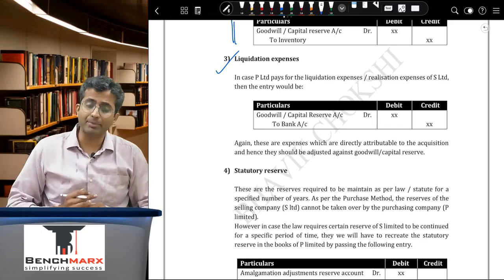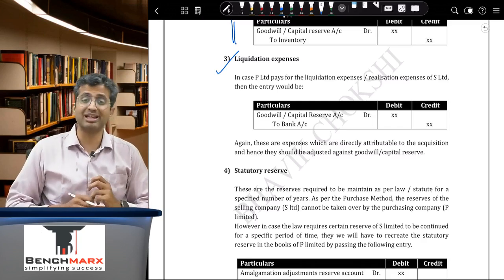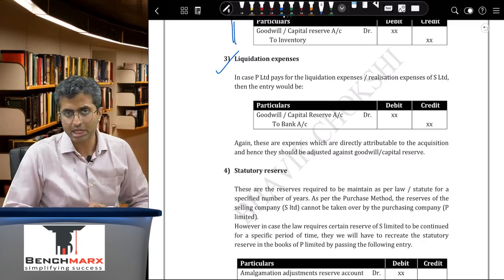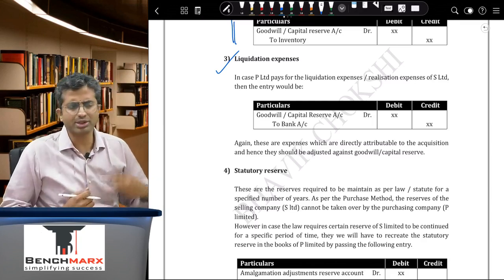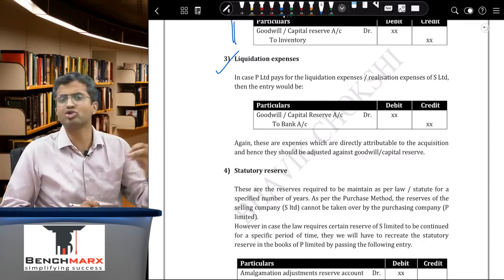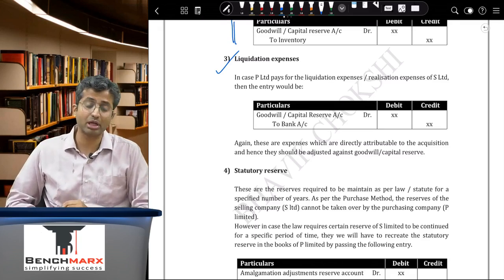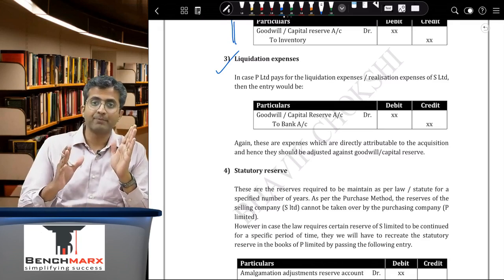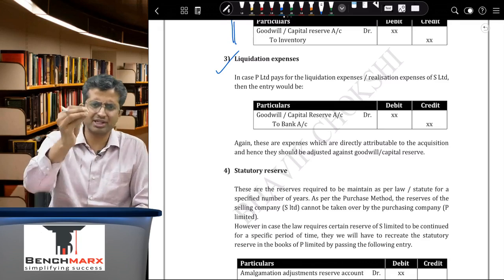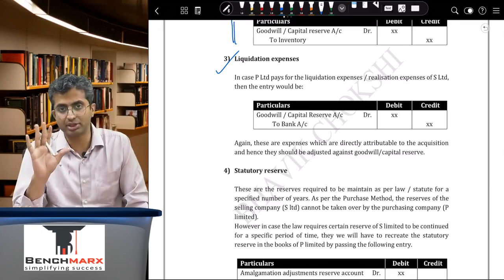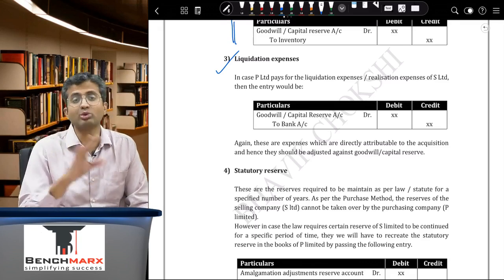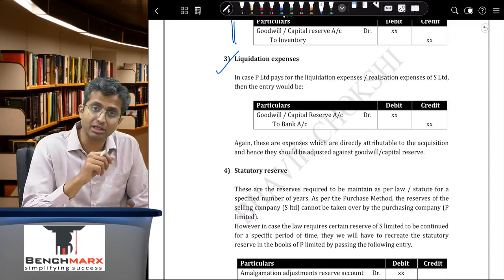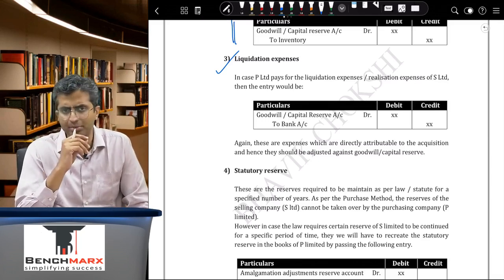However, it might sometimes happen that there is a statutory reserve that has to be maintained for a specified number of years. It may be required based on income tax laws, based on some export commitments or some regulatory requirement. Now, the selling company had to maintain a particular reserve, for example, export profit reserve for a period of 5 years. 2 years have passed and now the selling company closes. However, as per legal stipulation, it has to be maintained for a period of 5 years.